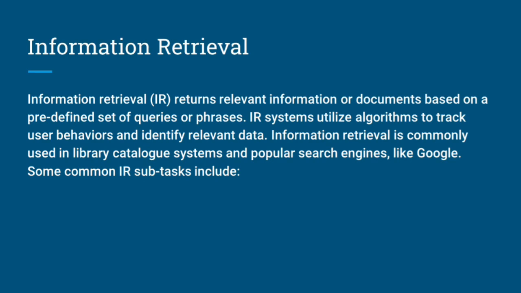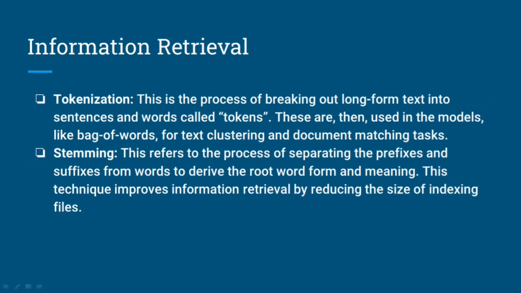Some common information retrieval tasks include tokenization. This is the process of breaking out long form text into sentences and words called tokens. These are then used in the models like a bag of words for text clustering and document matching tasks. Stemming. This refers to the process of separating the prefixes and suffixes from words to derive the root word form and meaning. This technique improves the information retrieval by reducing the size of indexing files.